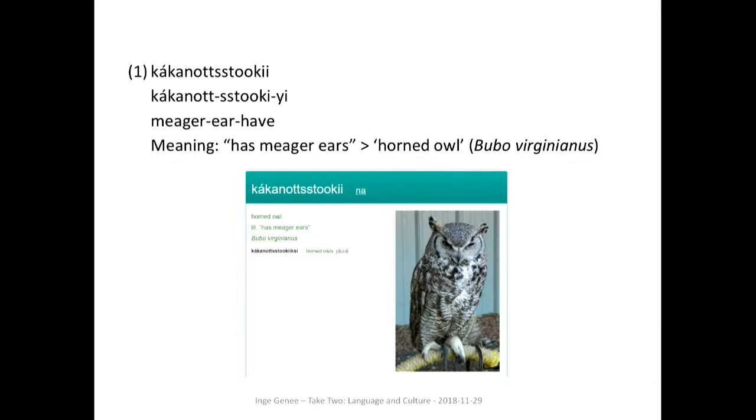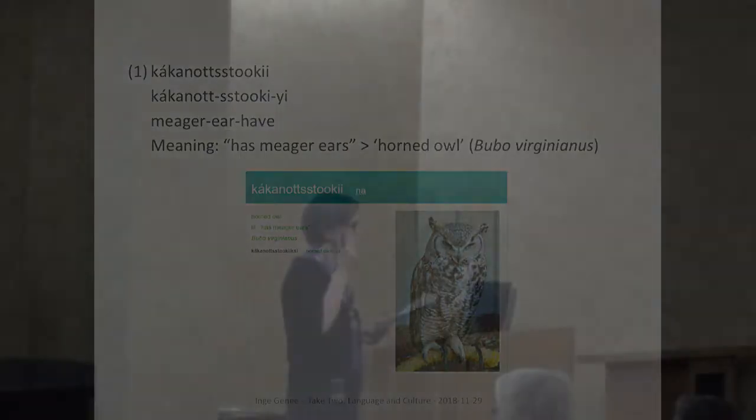Many words for plants and animals are also formed in this way that describe some kind of significant feature. So this is a horned owl. This is from our online dictionary. Literally, if you take that apart, it means he has meager ears, thin ears, right? So horned owl.